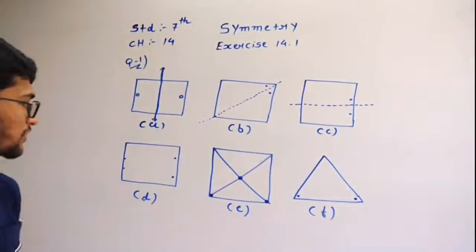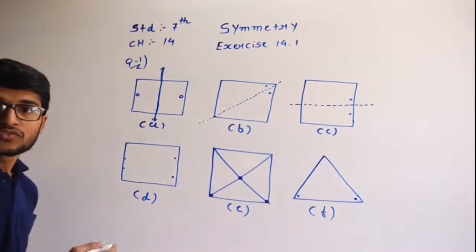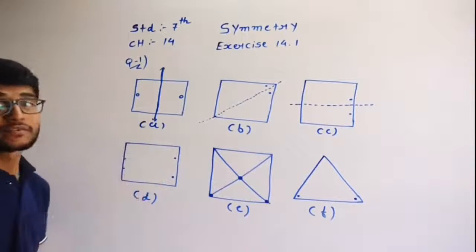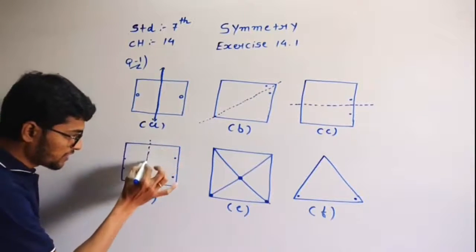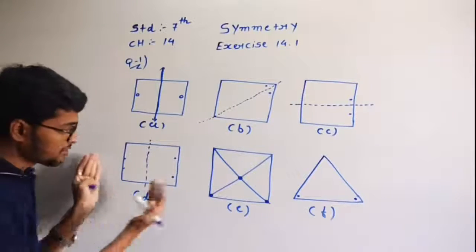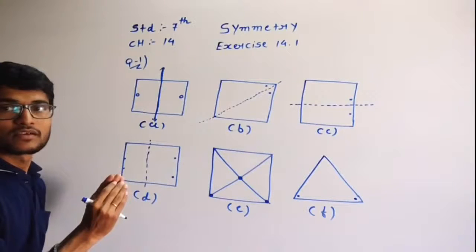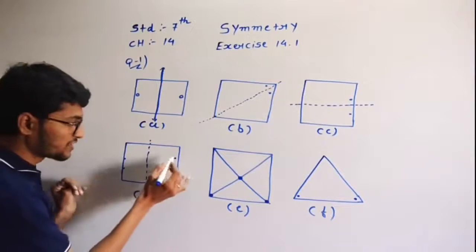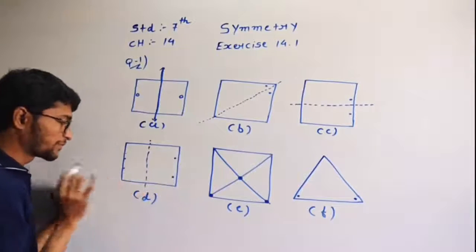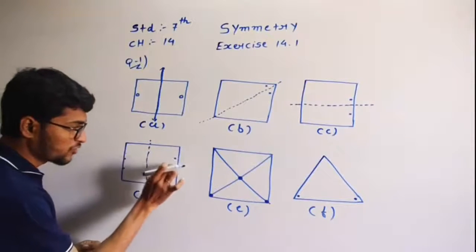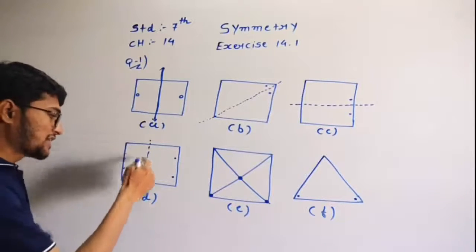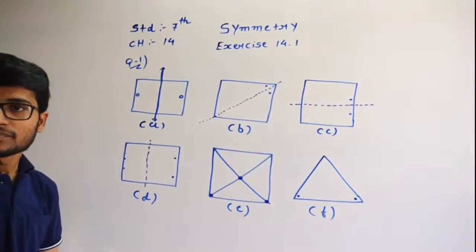Same for the fourth figure. In the fourth figure we have to draw the line of symmetry. Straight. See, if you draw a straight line, it makes two equal parts. Yes, but do they overlap each other? These two dots overlap here, this dot overlaps here, and these two dots overlap between these two. So that's why it's not the same.